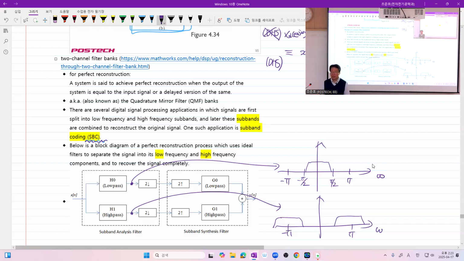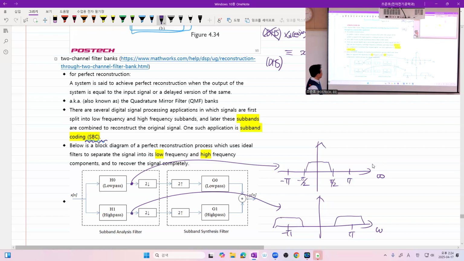Something like that. Got it? So here, apparently y of n is to perfectly reconstruct x of n. That is a simple example. Sometimes we do some signal processing this way.